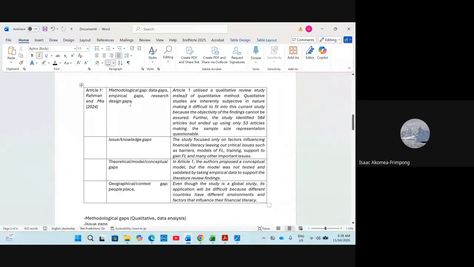Okay, so the same paper, that's one issue I've identified. Secondly, I identified another issue when I was reading the paper. And that issue comes under what we call an issue of knowledge gap. The study focused only on factors influencing literacy, leaving out critical issues such as barriers, models of financial literacy, training, support to gain financial literacy, and many other important issues. This is also another gap with the same article.